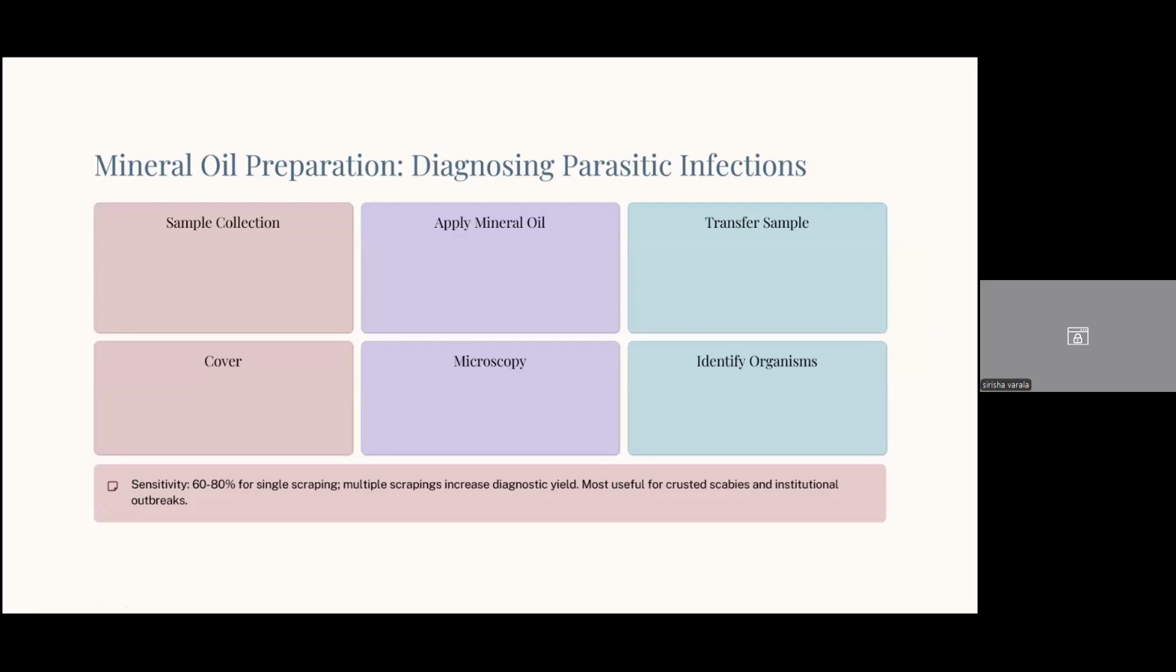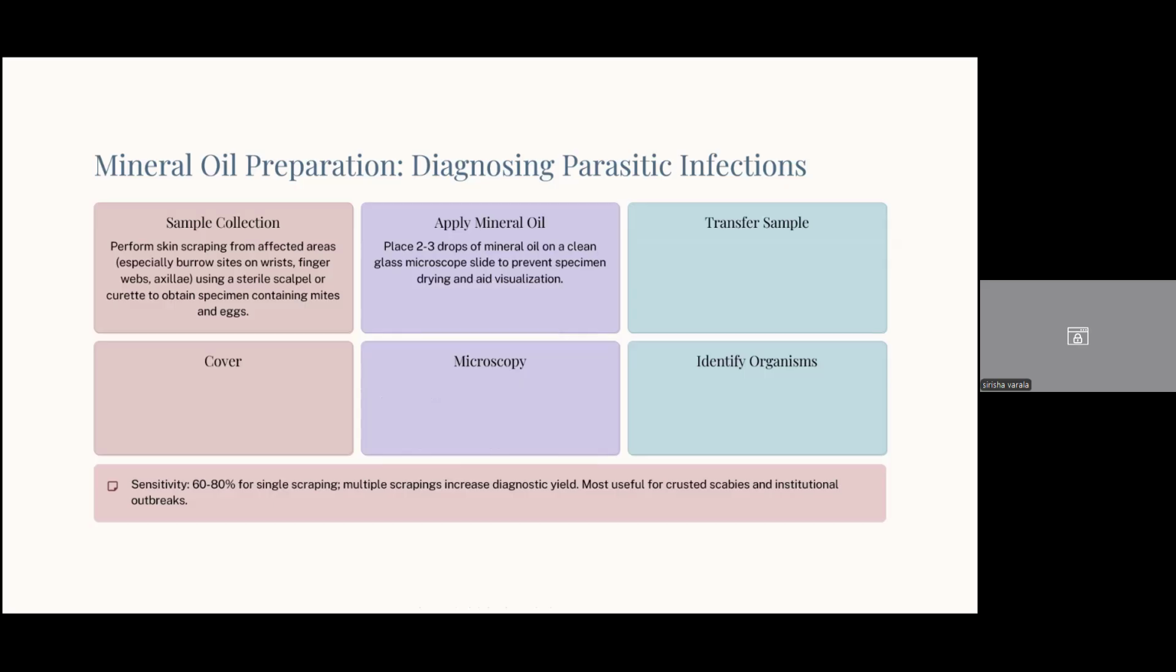Now, next, coming to the mineral oil preparation. This is for diagnosing predominantly parasitic infections. Sample collection is usually from skin scrapings from the affected areas. We all know the circle of Hebra, that is where you will have to focus. With a sterile scalpel, you have to collect the specimen. Then you apply 2 to 3 drops of mineral oil onto the slide, take the specimen in a petri dish first, apply oil onto the slide, and then transfer that scrape material onto the oil-coated slide. Cover it with a cover slip and gently press it to create a uniform layer.